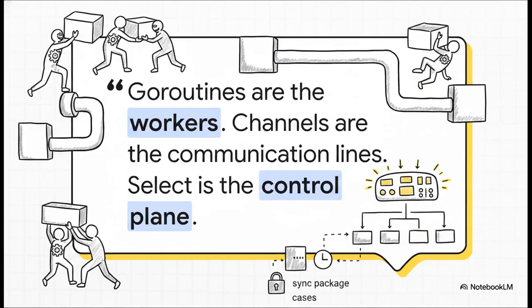It really all comes down to this. Goroutines are your workers. Channels are your communication lines. Select is the control plane that directs the traffic. And the sync package? That's your surgical toolkit for those tricky edge cases. Each piece has a very specific job, and together they form this incredibly cohesive, powerful system for writing concurrent programs.